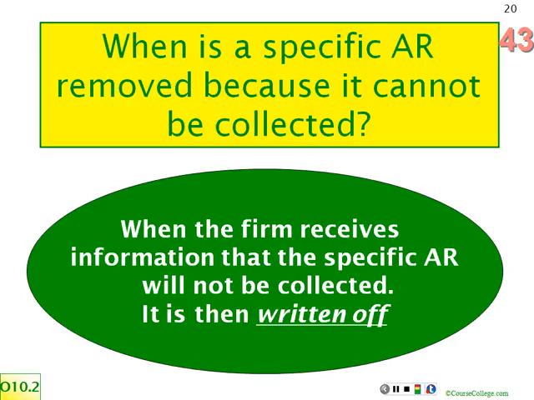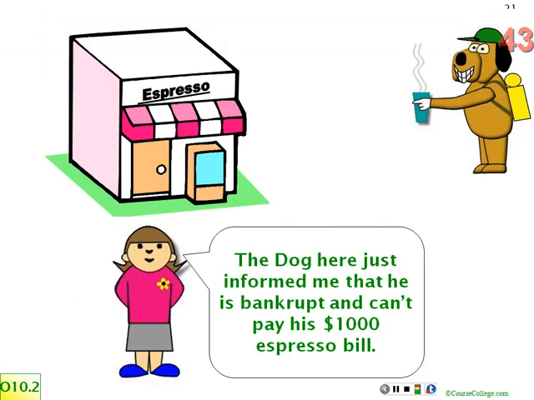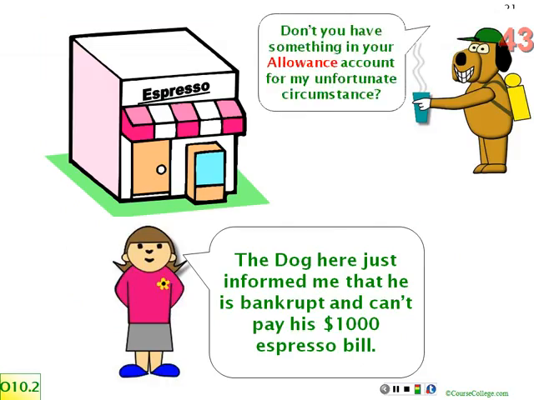Let's see if this helps us. You got a proprietor here, runs an espresso stand. The dog is her customer. She's been selling lattes to him all year on account. Probably shouldn't have, but she did. He owes her $1,000, and she just gave him a latte. He says, you know what? About that money I owe you that you've been bugging me about, I'm broke. I'm never going to pay you.